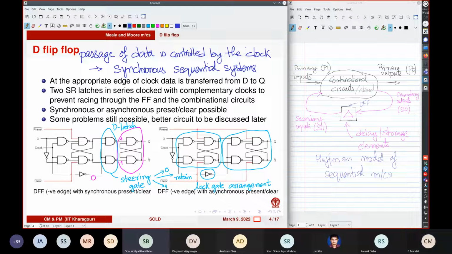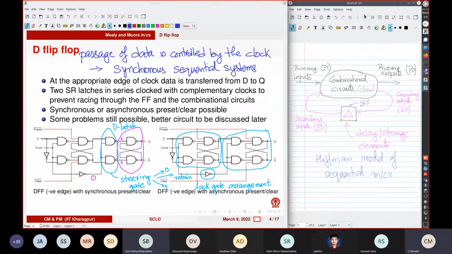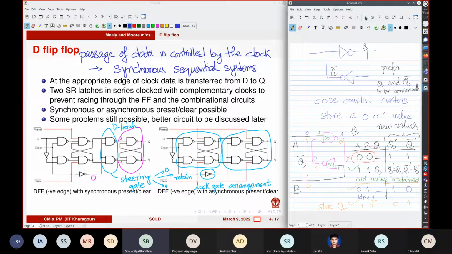Sir, where you drew the truth table of D latch, D flip flop, can you go to that written slide?